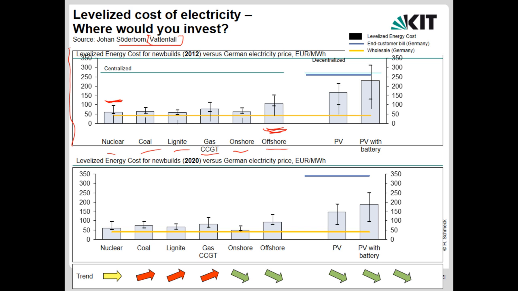It is a problem to decide where to invest. And now you see something more here, on the right-hand side: decentralized power generation. That means power generation at decentralized locations where you don't sell power for the wholesale market price, but for the retail price. That is the price you have to compare with. Like the end consumer, that's power for the end consumer.